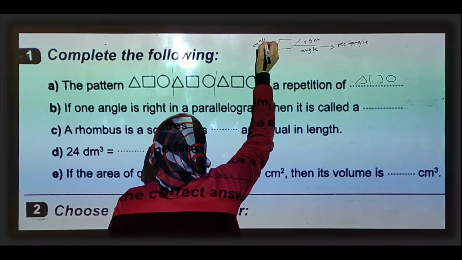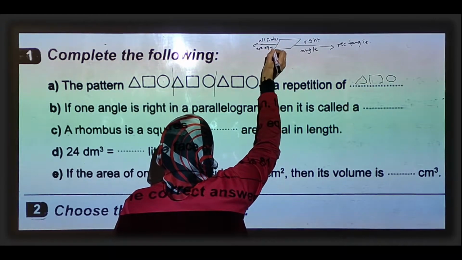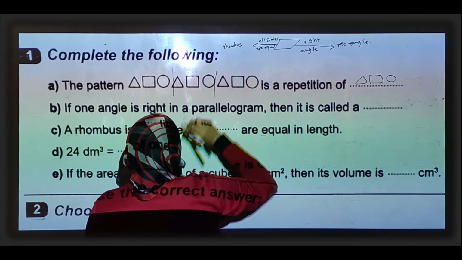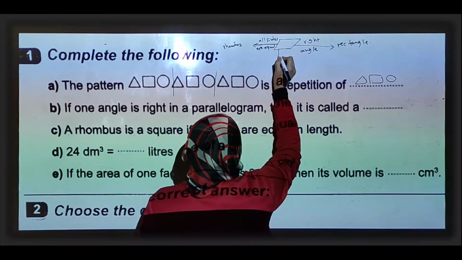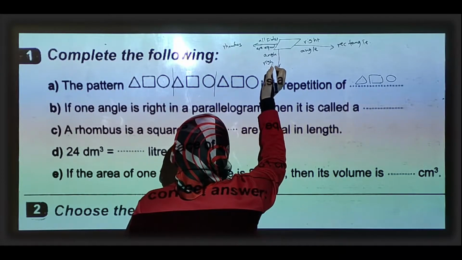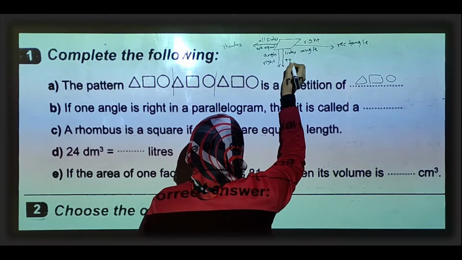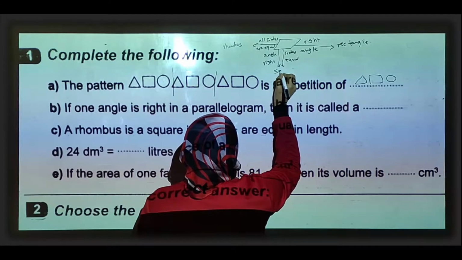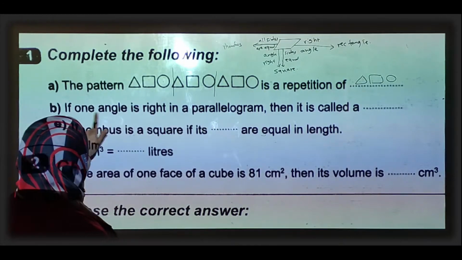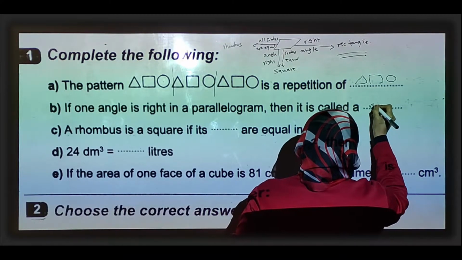If all sides are equal, it becomes a rhombus. If the angles are right and the sides equal in length, it becomes a square. So if one angle is right in a parallelogram, then it is called what? Rectangle.